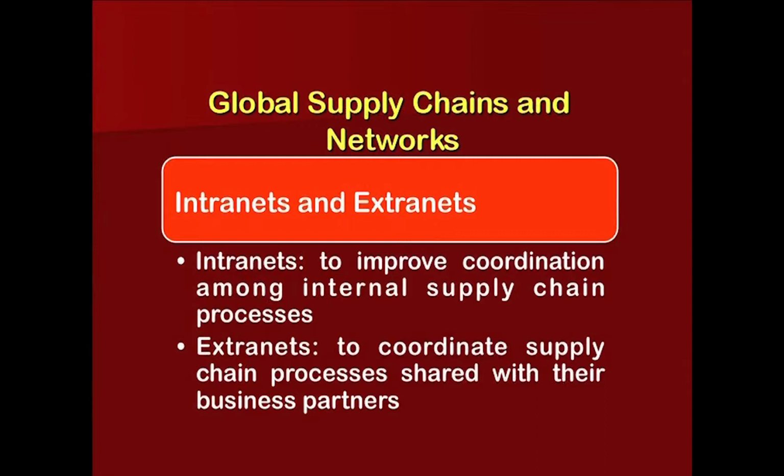Global supply chains and networks have a set and a connection and a network of intranets and extranets. Intranets improve coordination among internal supply chain processes, and extranets coordinate supply chain processes shared with the business partners. Here we have a network of chains, because in the luxury segment of automobiles and cars, we have brands which are sourced from many foreign destinations, or goods coming from other countries also.